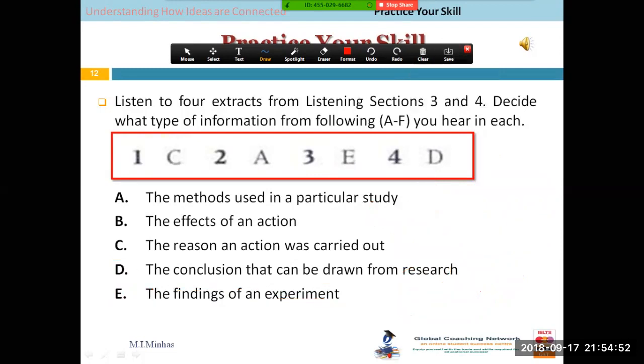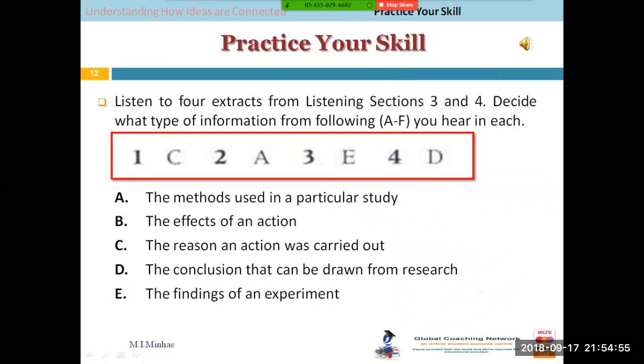So now I'm going to play it again, so that you can have a relook at this.